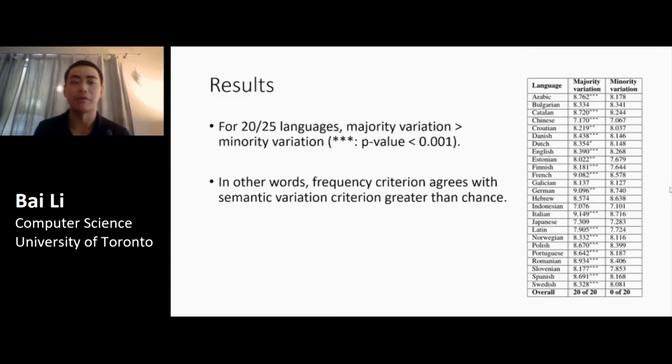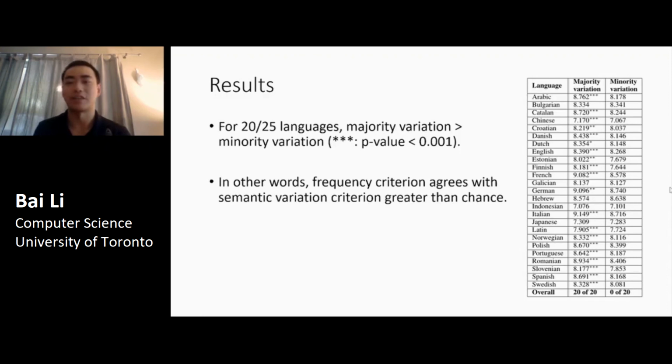So to see why this is true, the frequency criterion says that the dominant one is the one that's more frequent, and the semantic variation criterion says that the dominant one is the one with greater semantic variation. So if the majority variation is greater, then that means the two agree. And the majority variation is generally greater, so we can say that it agrees better than chance.